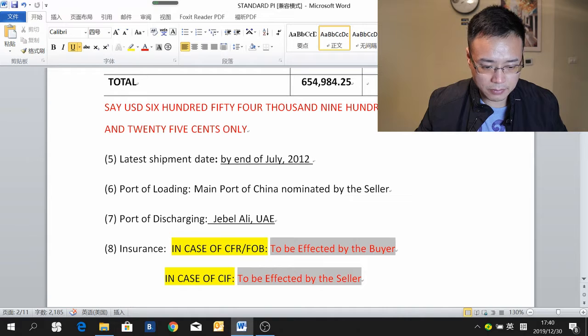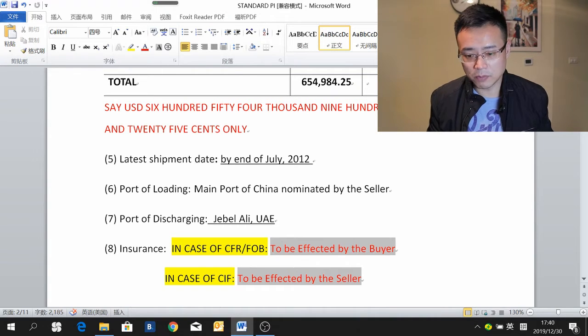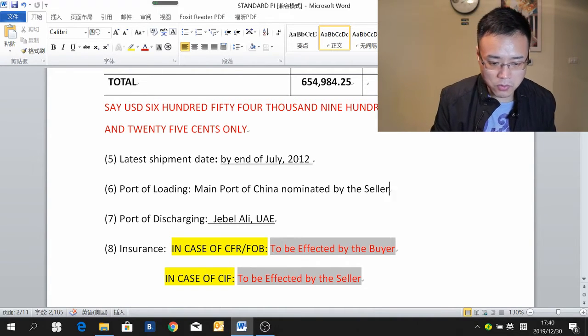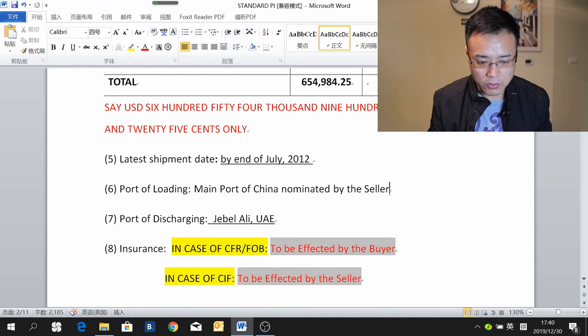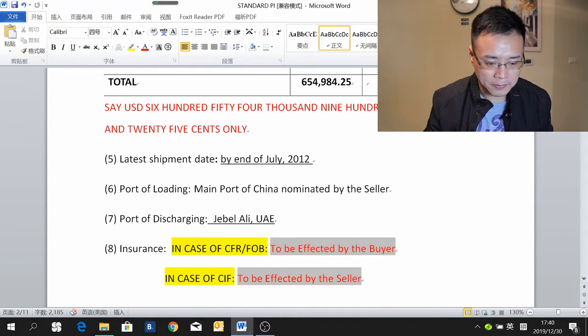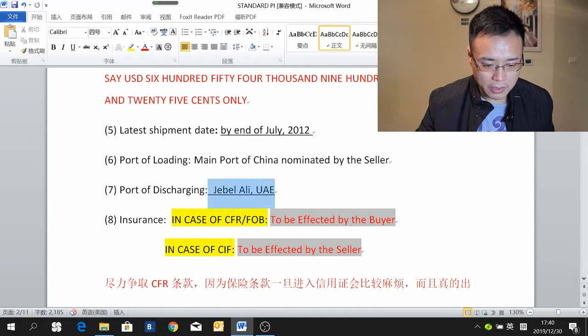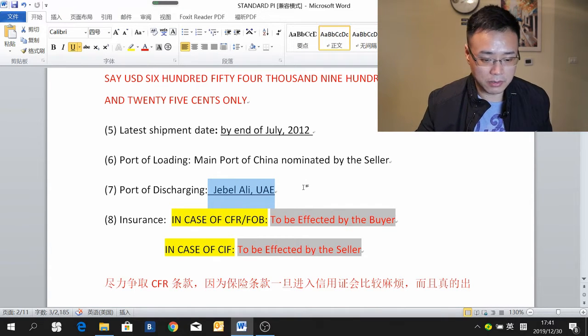Port of loading: main port of China nominated by the seller. This is normally what we put there. Sometimes we ship from Shanghai, sometimes from Tianjin, or Ningbo. We never know, so it's better we just mention nominated by the seller. Port of discharge: this is for my UAE clients, so normally I mention Jebel Ali, UAE. It's better that the LC follows exactly the same format or layout, because this is exactly the layout wording you can get from the majority of shipping companies.